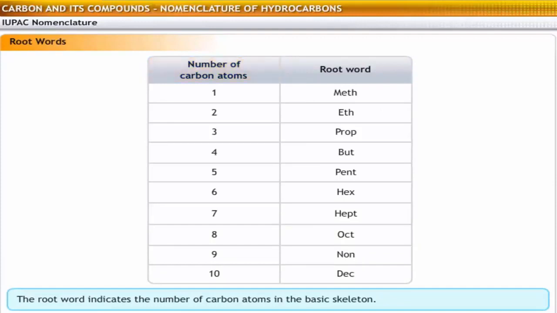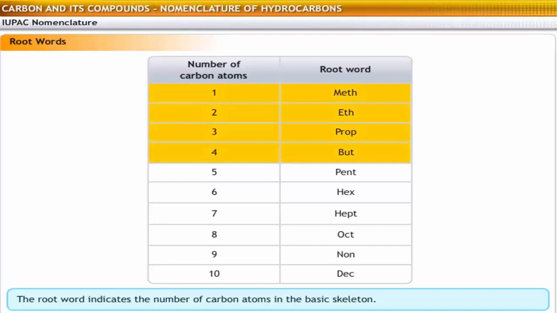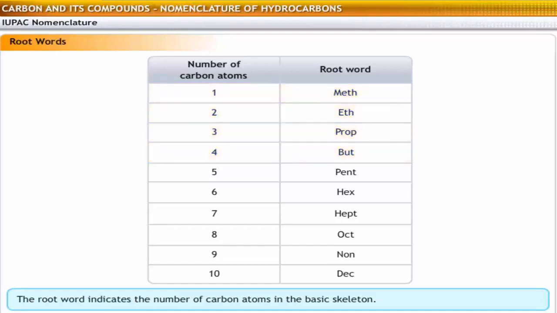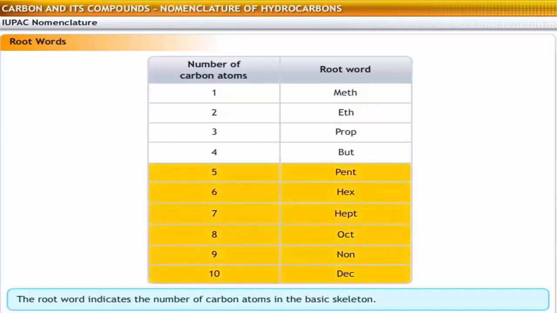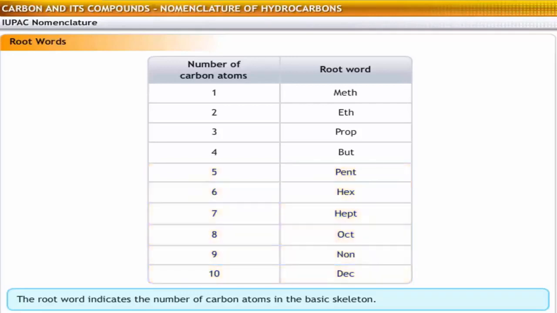The chains that contain up to 4 carbon atoms have special root words which are based on their common names. For chains that have more than 4 carbon atoms, Greek number roots are used as the root words. For instance, when there is 1 carbon atom in the compound, the root word is meth. In the case of 2 carbon atoms, the root word to be used is eth. Similarly, if the compound contains 10 atoms of carbon, the root word is dec.